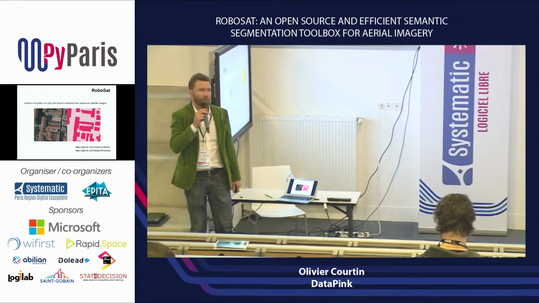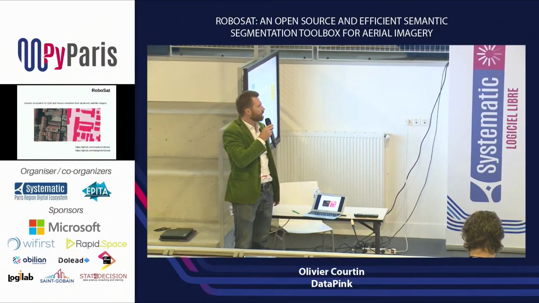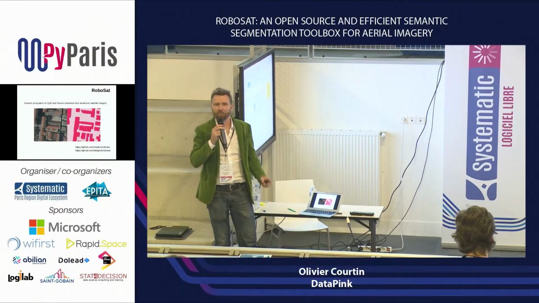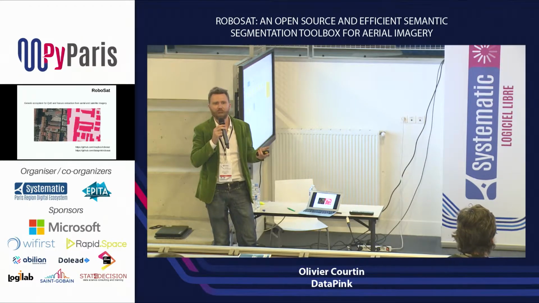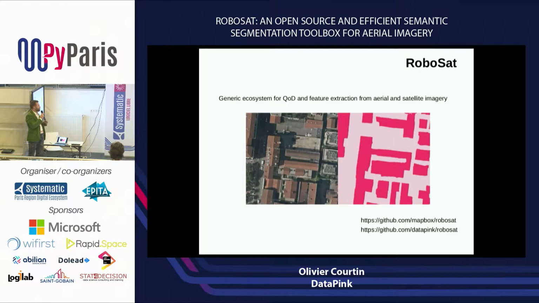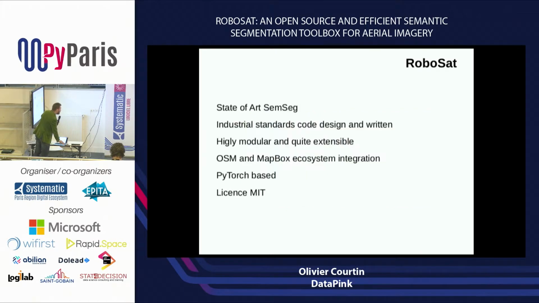So this talk is about Robosat. It's a generic ecosystem designed to perform quality evaluation and feature extraction based on imagery. It could be aerial or even satellite. And you've got the GitHub.